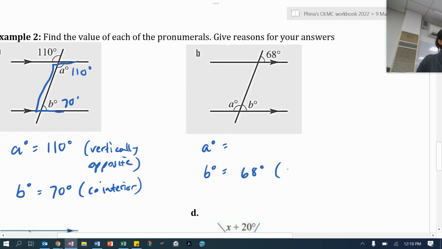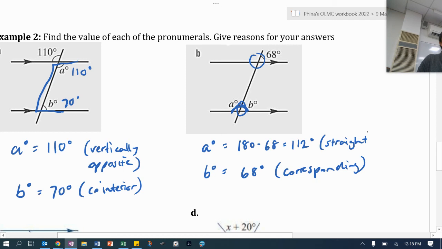And what's the reason for that? Yep. It is a straight angle. We'll come back to A. So B is corresponding. If you look at the group before, they're in the same position. And then A is because there's a straight angle between A and B. So 180 take away 68 is 112.